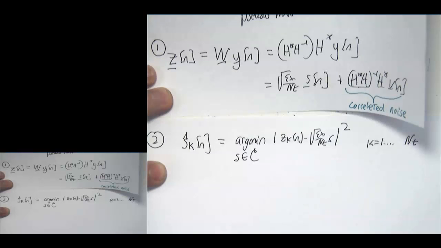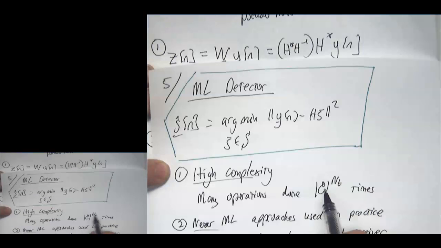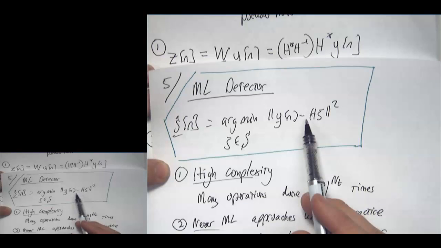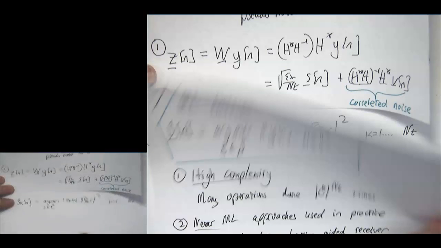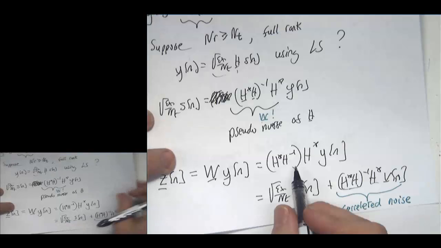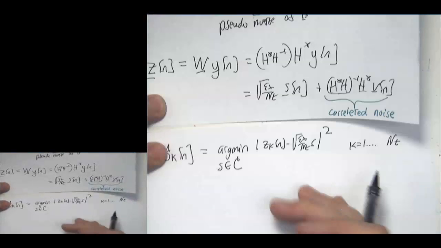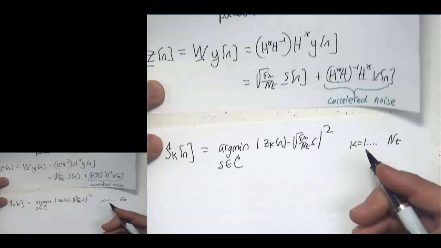With the maximum likelihood detector, we had the cardinality of C to the power of Nt, and then we had Nt computations for each search. So you can see that we've reduced the complexity substantially. Now, we do have to compute the pseudo-inverse, but if you're processing 100 symbols, you only need to compute the inverse once.